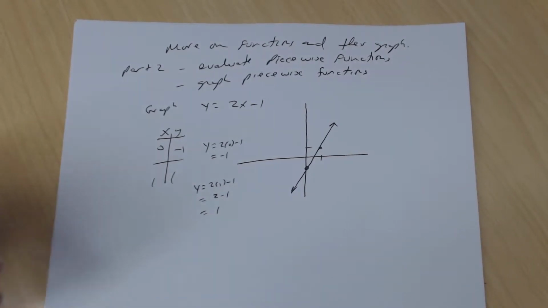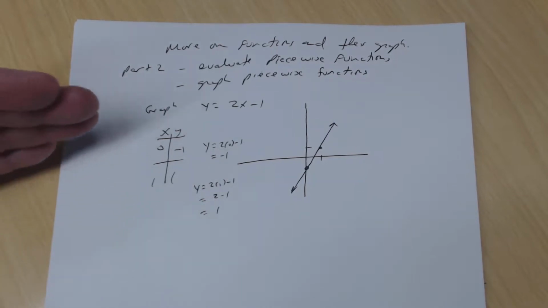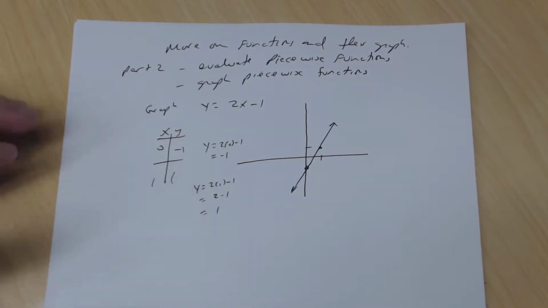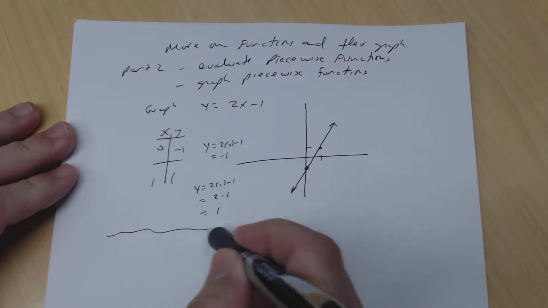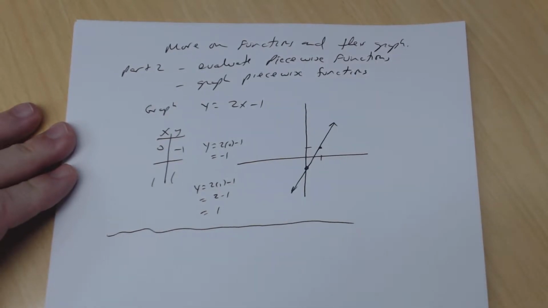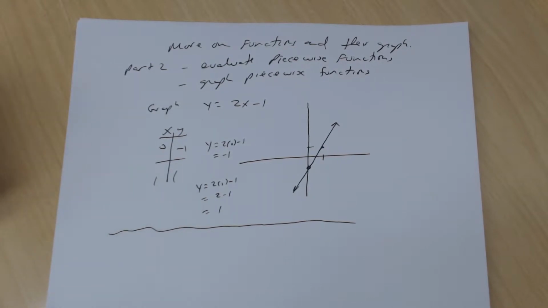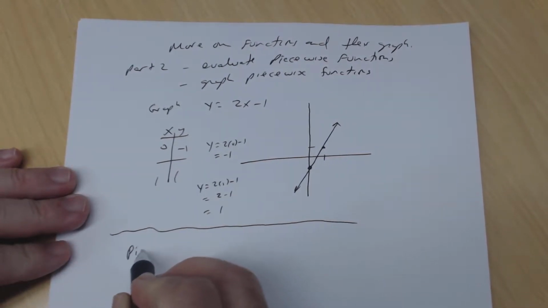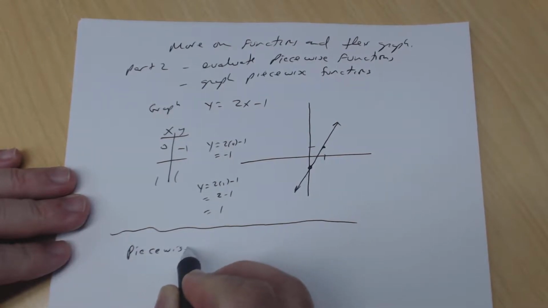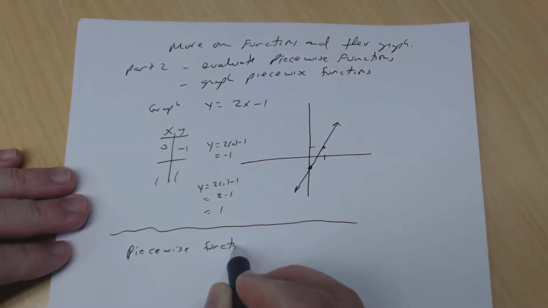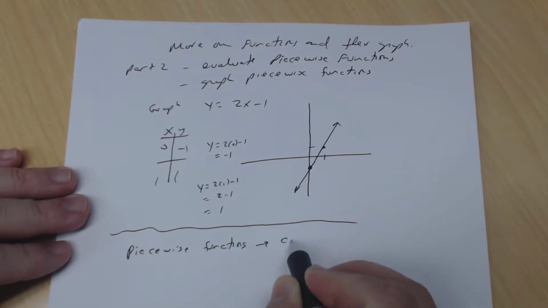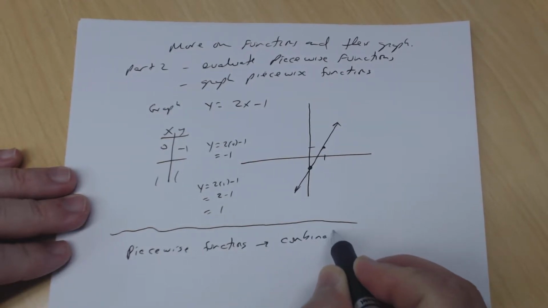So you graphed just single equations. Now what we're talking about are called piecewise functions. Piecewise functions are a combination of equations. So you could have two or more equations.